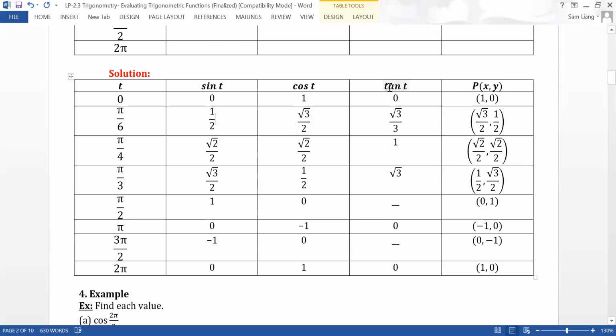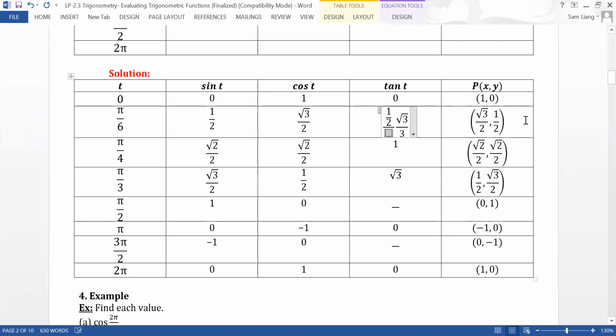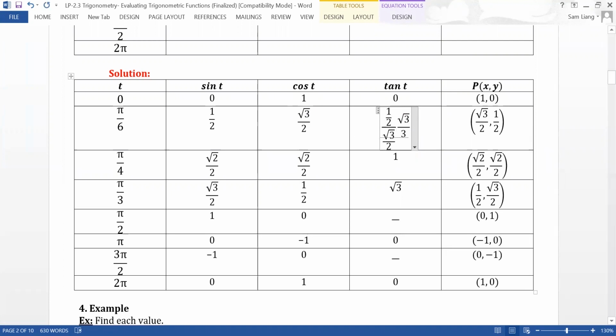Then we have tangent, right? So tangent is sine divided by cosine. So 1/2 divided by root 3 over 2. Let me write that here. Well, actually, it's easier if I type it in. So sine divided by cosine, right? So we have 1/2, in other words, times 2 over root 3.